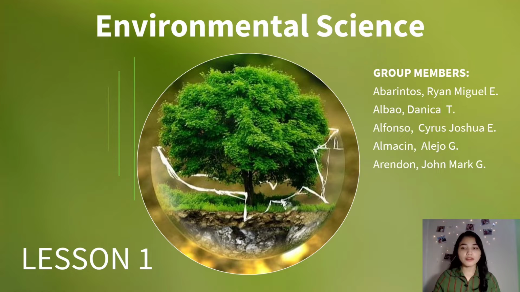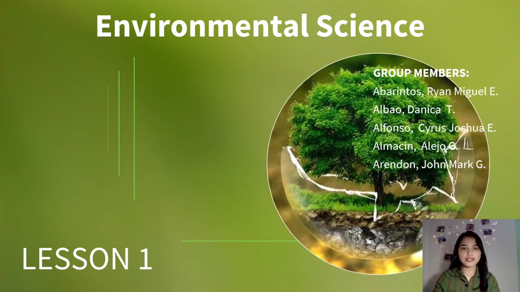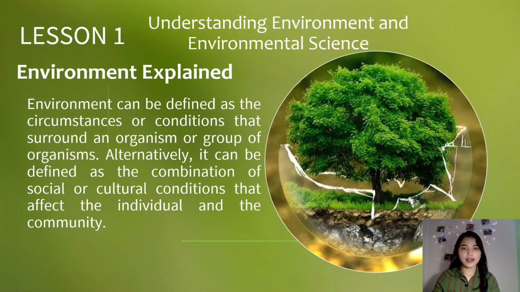We are Group 1. For today's lesson, we're going to discuss Lesson 1, which is Understanding Environment and Environmental Science. But first of all, let me introduce to all of you the definition of environment. Environment can be defined as the circumstances or conditions that surround an organism or group of organisms. Alternatively, it can be defined as the combination of social or cultural conditions that affect the individual and the community.